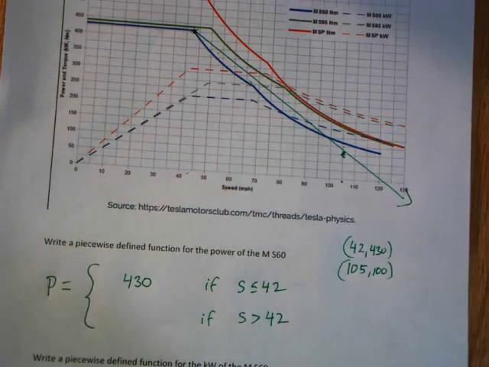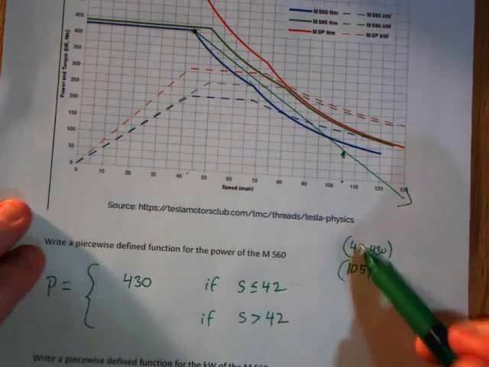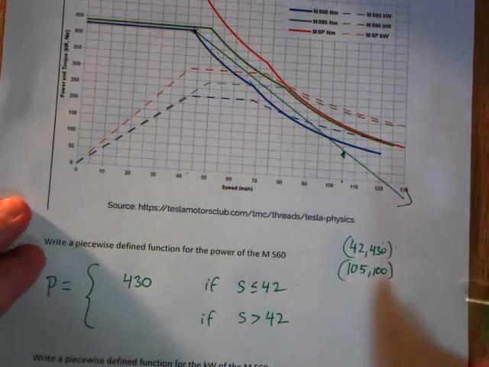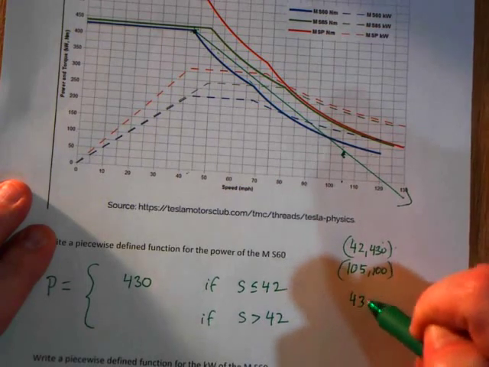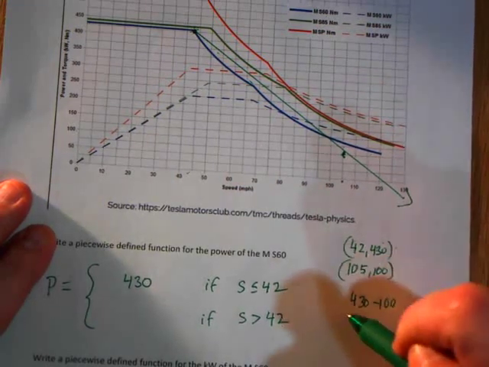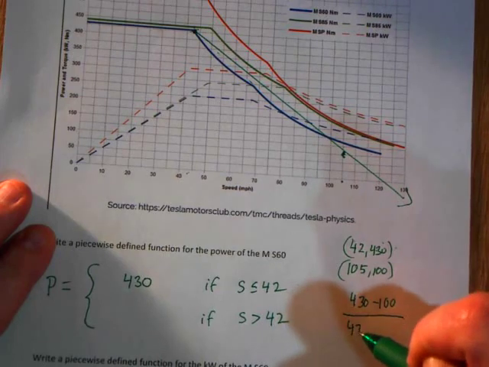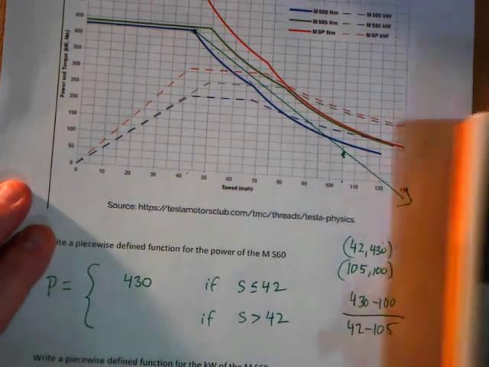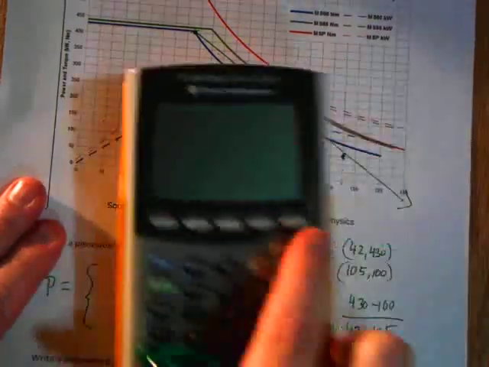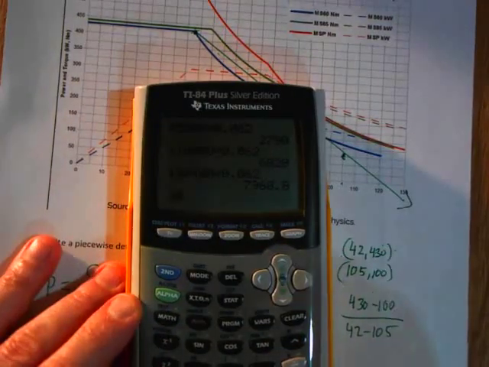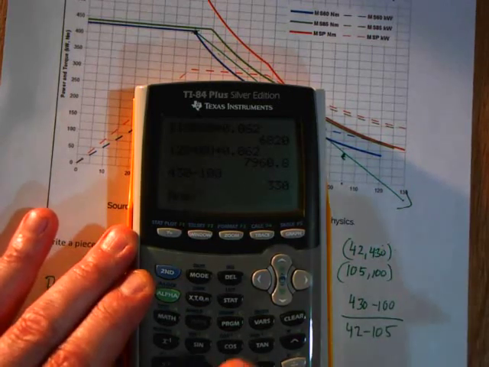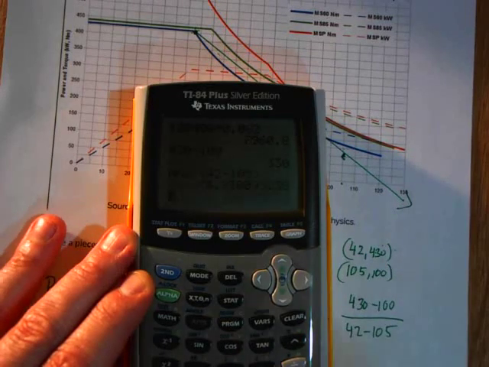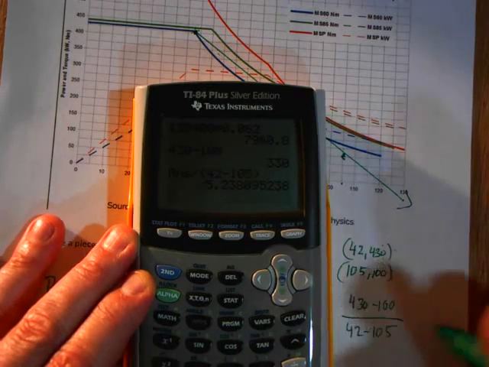And then we go back to what we learned a few sections ago. If I have 2 points, I find the slope. So my slope is going to be 430 minus 100 divided by 42 minus 105. I type that into my calculator: 430 minus 100, divided by more than one thing on the bottom, so put it in parentheses, 42 minus 105. Minus 5.2, we'll call it.